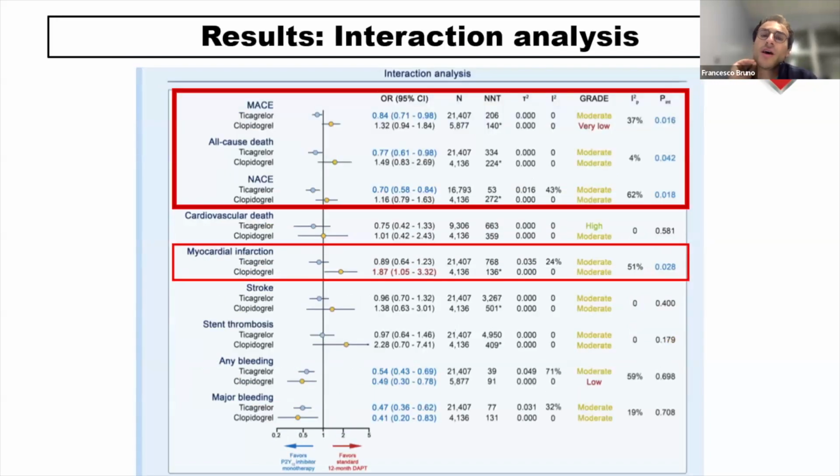So these are the interesting results of the interaction analysis. As already said, the authors also performed the interaction analysis between ticagrelor and clopidogrel. And we can see that there is a significant interaction, with a P for interaction less than 0.05, regarding MACE, all-cause death, and NACE endpoint, with a reduction of the incidence with ticagrelor compared to clopidogrel in this endpoint, mainly driven by an excess of incidence of myocardial infarction in the clopidogrel group.